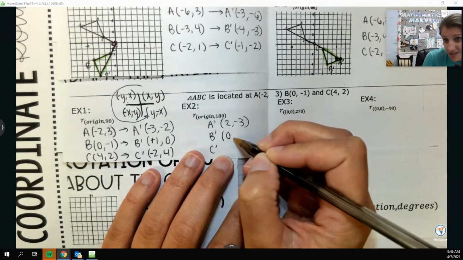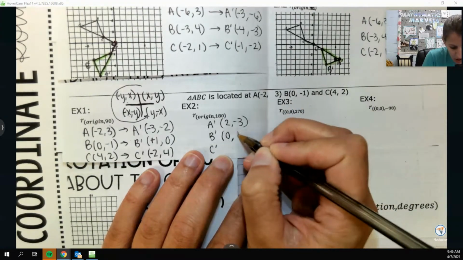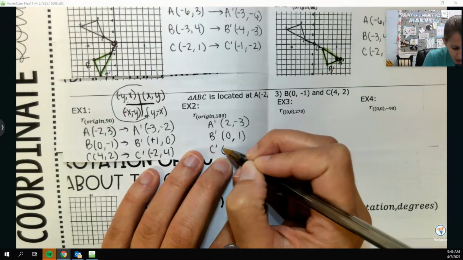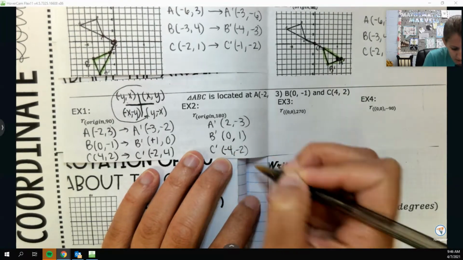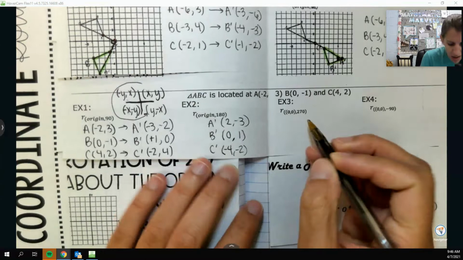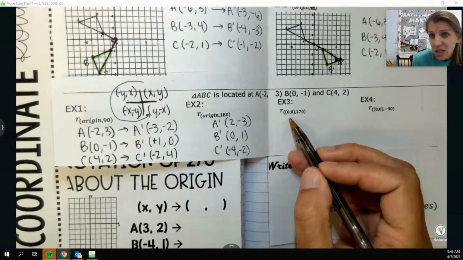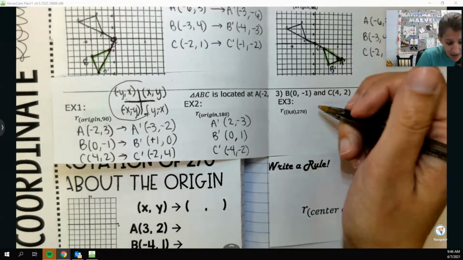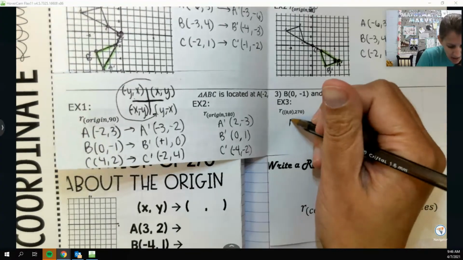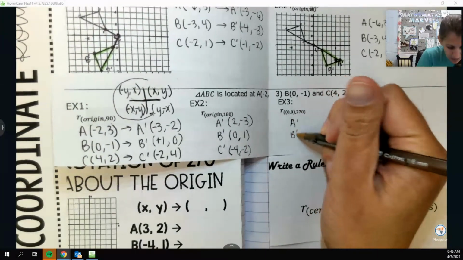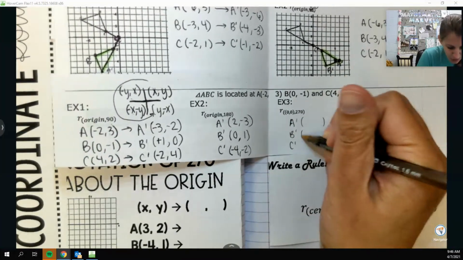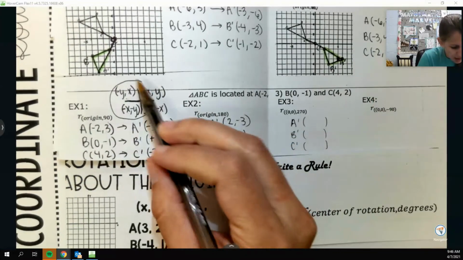On B, can't really change the sign, change the sign. And then on C, change the sign, change the sign. 0, 0 is still the origin. It's just a less fancy way of saying it. And if now I want to go 270 degrees, that is 3 quadrants traveled counterclockwise.